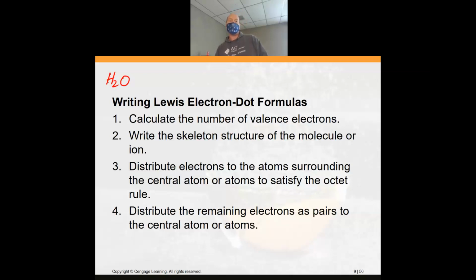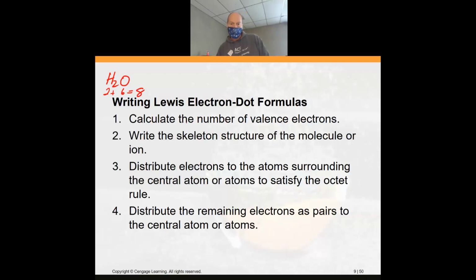H is in column 1, group 1, so that has 1 valence electron. So 2 hydrogens, 2 valence electrons. Oxygen is in column 6. It has 6 valence electrons. And so your total valence electrons is 8 for water.